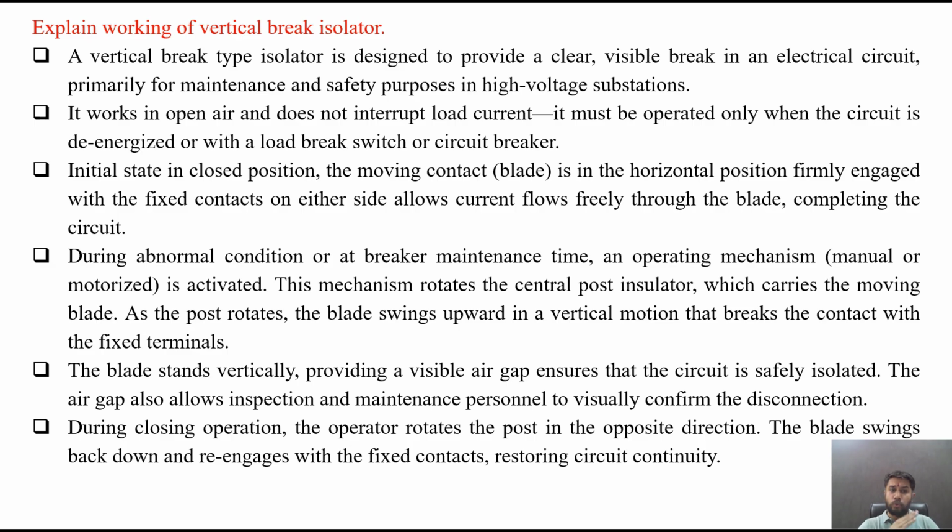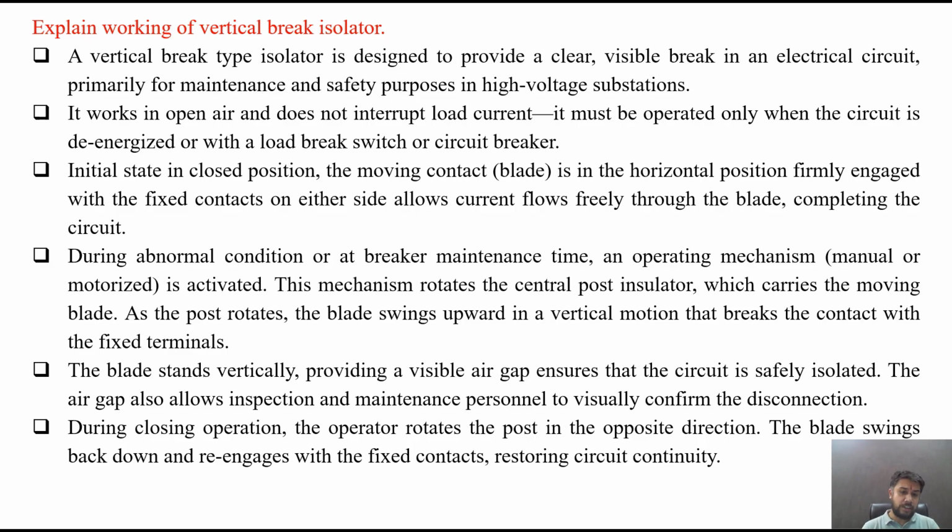As the post rotates, the blade swings upward in a vertical motion that breaks the contact with the fixed contacts. The blade stands vertically, providing a visible air gap, which ensures that the circuit is safely isolated. The air gap allows inspection and maintenance personnel to visually confirm the disconnection, because by viewing it, you can easily say that the circuit is de-energized.